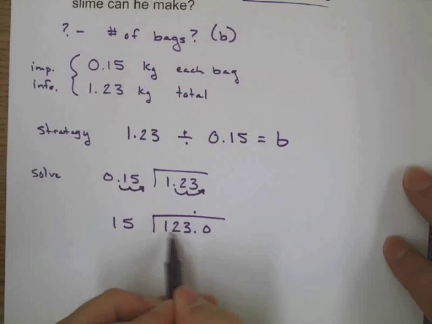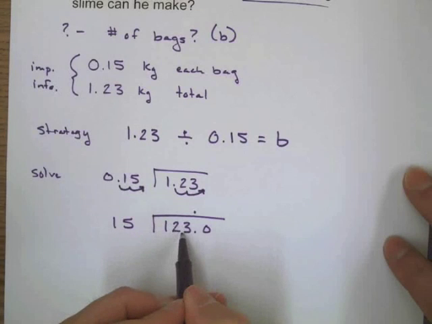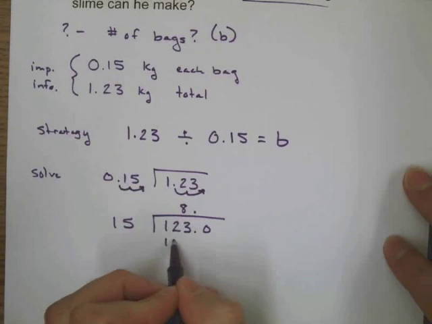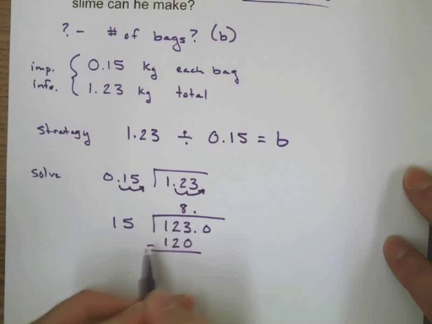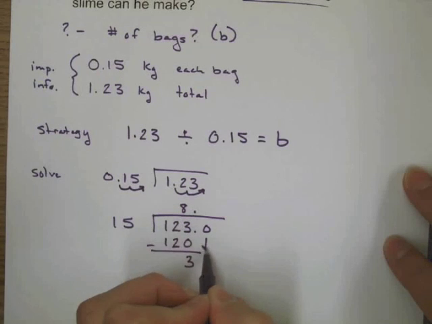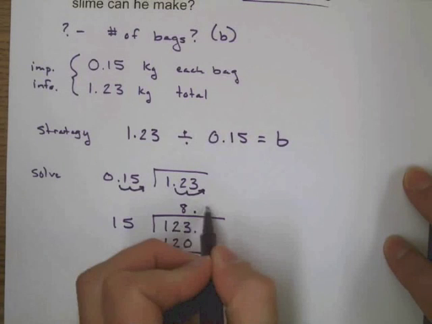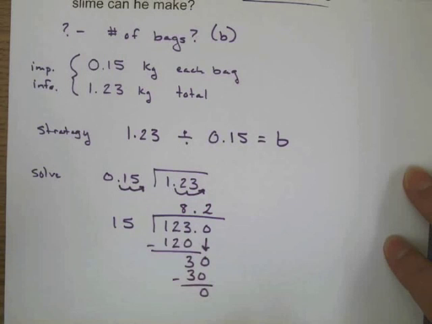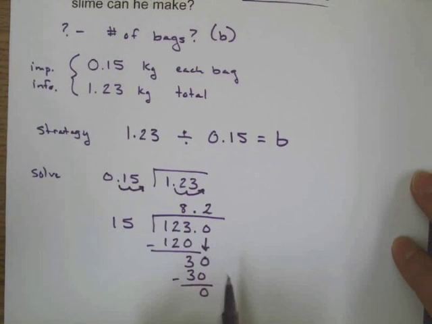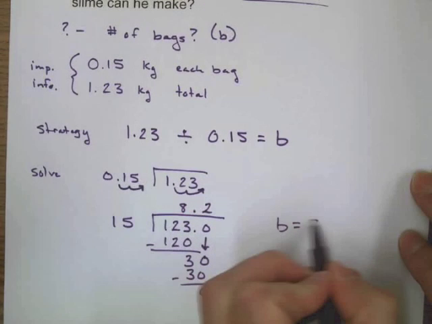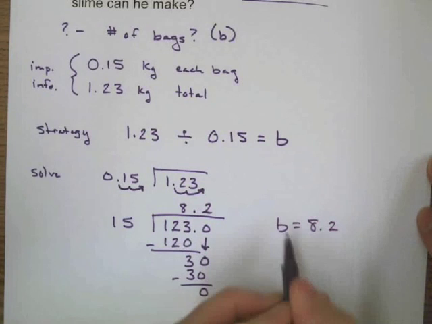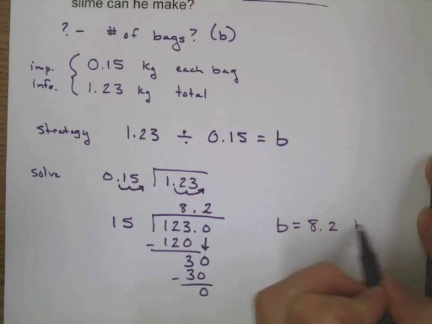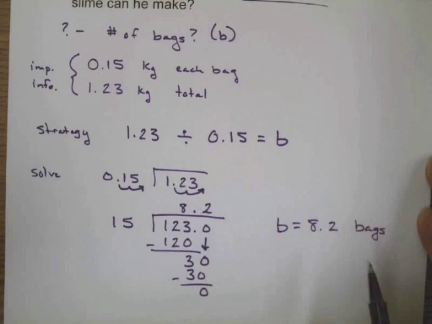15 goes into 1, no. Goes into 12, no. Goes into 123 8 times. 8 times 15 is 120. The 0 will drop down. So 15 goes into 30 2 times. So my solution is b is equal to 8 2/10. But we have to think about what these things are. It's 8 2/10 bags of slime.